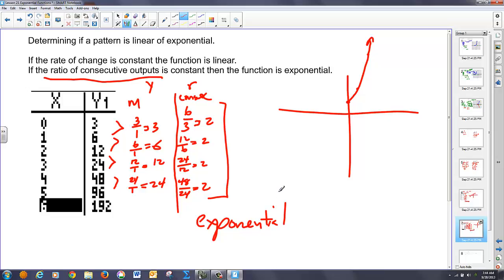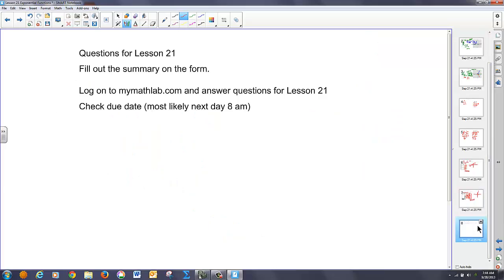And that's how you tell if something's linear or exponential as far as their pattern goes without having to graph it. So that should get you through today's lesson. And do your Mind Math Lab, write the summary, and we'll talk about this more tomorrow.